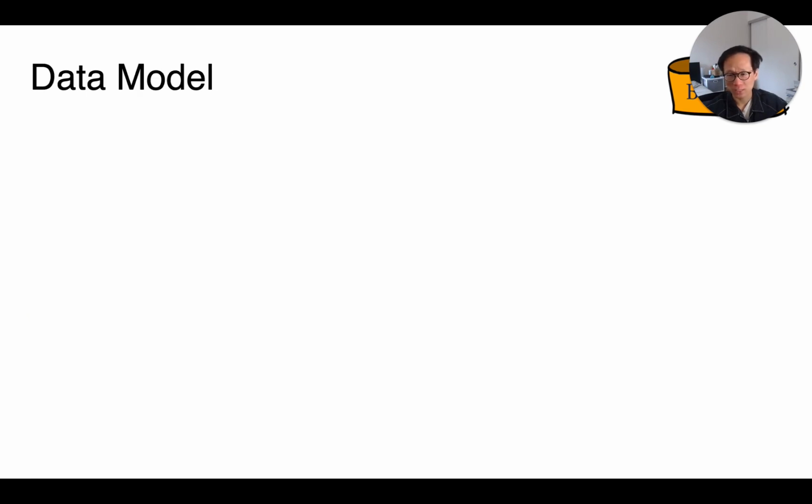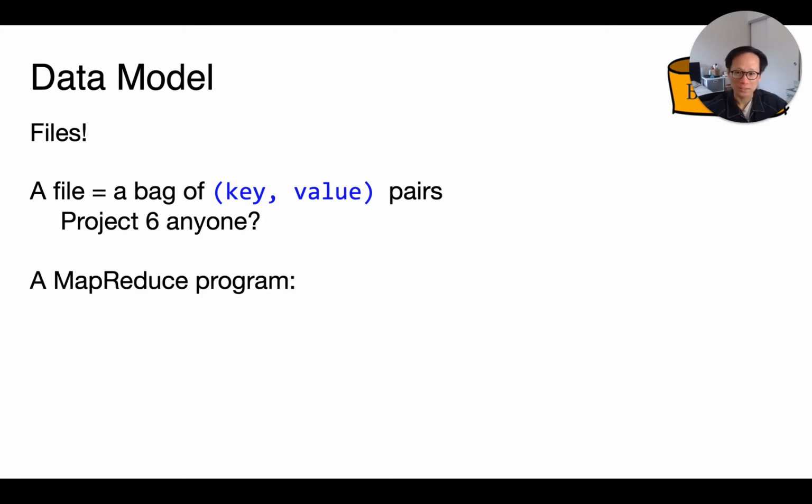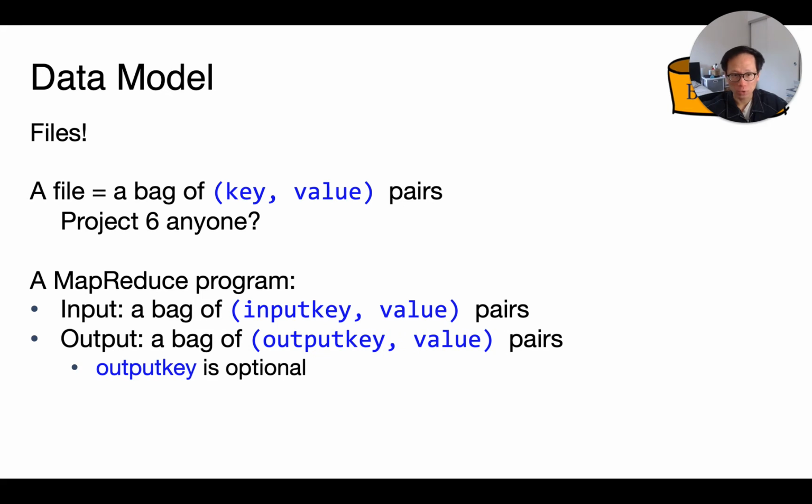In GFS and also in HDFS, we assume that data is actually stored in flat files, not relations, where each file is simply a bunch of key value pairs. And as I said, a MapReduce program then reads in these key value pairs and outputs one or more of these pairs, with the output key here at the end being optional. For instance, if we want to count the total number of pairs, then we really don't care what the output key itself is.